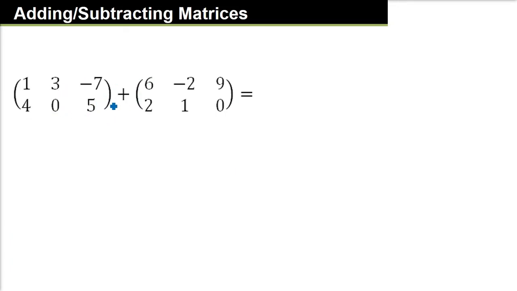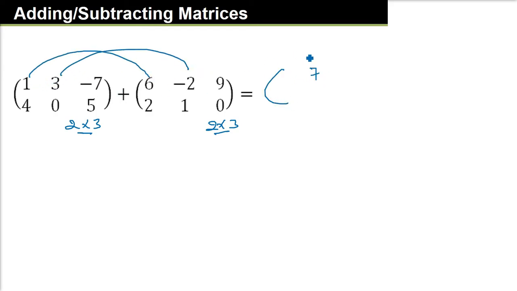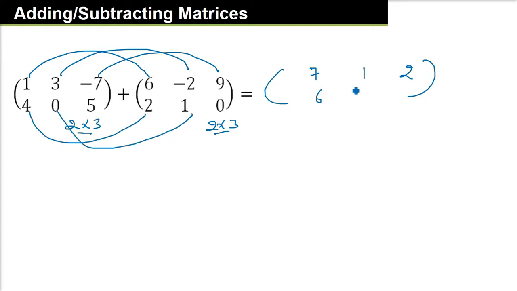First, you have to see what the dimension is. The order of this matrix is 2 by 3. The order is 2 by 3 here. So now this can be added. Otherwise, if the dimensions are not the same, we cannot add or subtract. The corresponding elements: 1 and 6, you add to get 7. 3 and -2 will be 1. 3 minus 2 is 1. -7 and 9, when you add, you get 2. 4 and 2, that is 6. 0 and 1, that is 1. 5 and 0, 5.